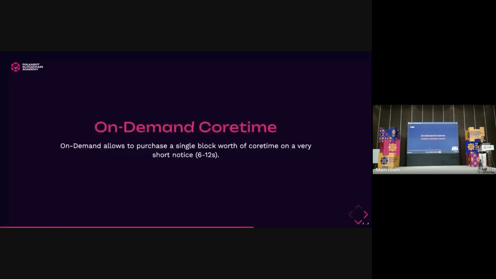So on-demand allows you to purchase a single block worth of Coretime. You're essentially buying the audit for a single parachain block. And you can do it on very, very short notice. The moment you put the order, you put the extrinsic to get the rights for it, you are getting that within like 6-12 seconds. And then immediately you can produce a collation, and this will be audited by some backing group and then approval checkers, and you will go through the whole process. And then your execution call will be repurposed for someone else. So you're just buying it for this single time slot.